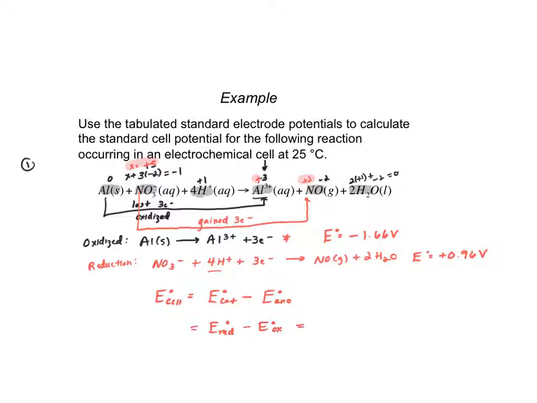So this ends up being, who's reduced here? The nitrate, right? So we have a positive 0.96 volts minus whoever is oxidized, which is the aluminum, minus 1.66 volts. This is our cell potential. So when we add those two together, we get a positive 2.62 volts.